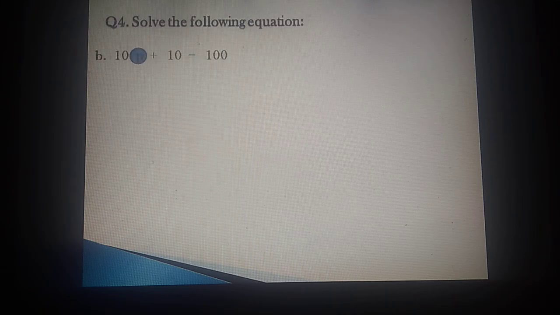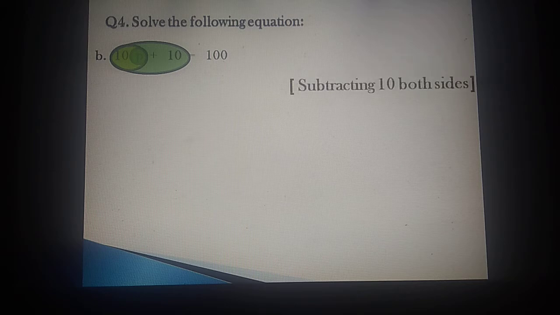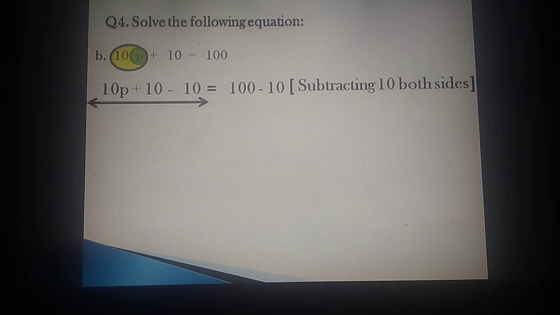Again variable, then coefficient, and then the constant. Yes, here in the outermost it's plus 10. We will use minus 10 both the side. So 10p plus 10 as it is, then minus 10. Same thing in RHS too. Solve LHS. Here we can see same value with different sign. Cancel it. Left with 10p and RHS 90.